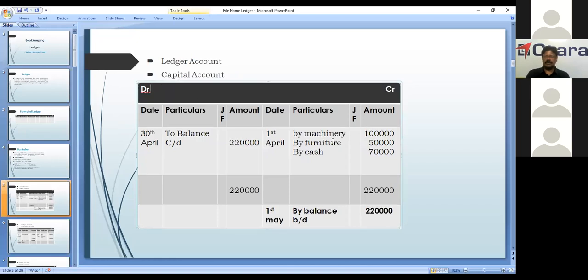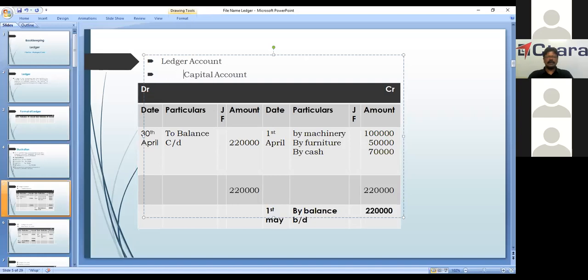So we have debit and credit in account form. Capital account: capital is a credit item. See the journal entry. We have debited machinery, furniture, and cash, and credited the capital account. It's a credit, so for the capital account, go to the credit side and put 1 lakh rupees, received as capital in the form of machinery.